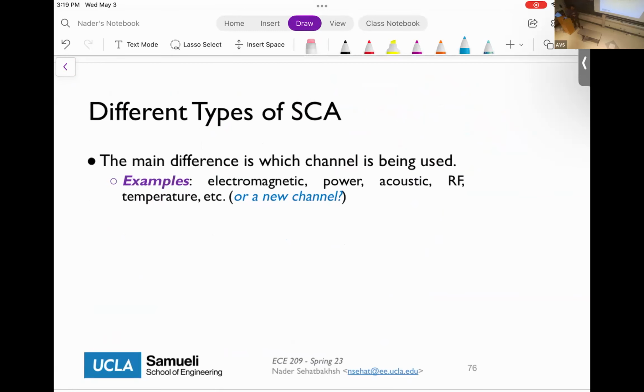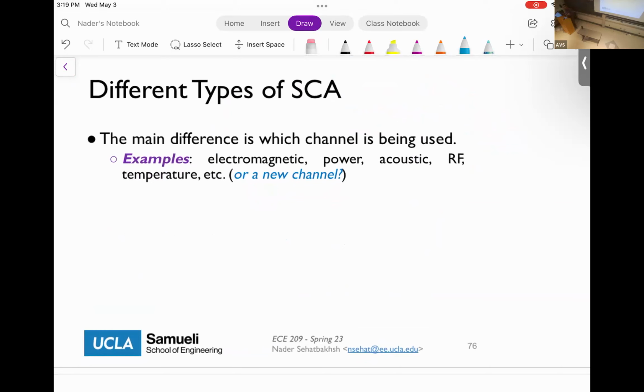So I talked about different types of side channels, but let's talk about that more systematically. The difference between the types of side channel attacks is really the channel that's being used. The more popular ones are electromagnetics and power. Really, these two are the main ones that are used regularly. Other than that, there is acoustic, RF and temperature. There's always a new channel being proposed.